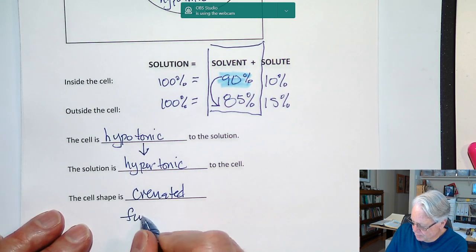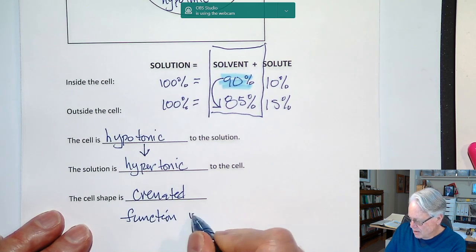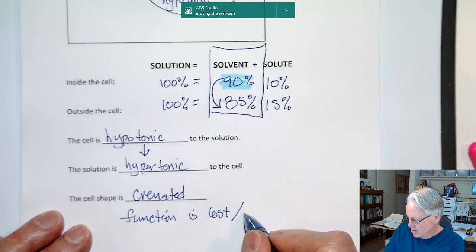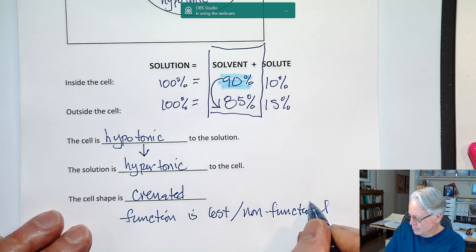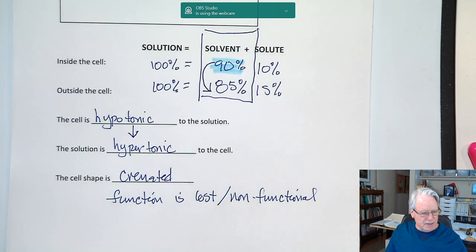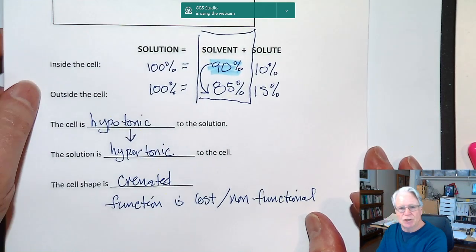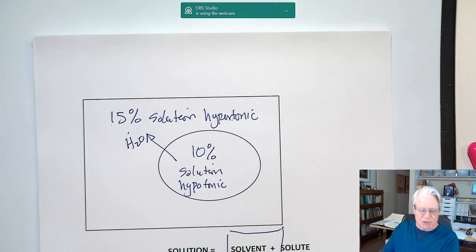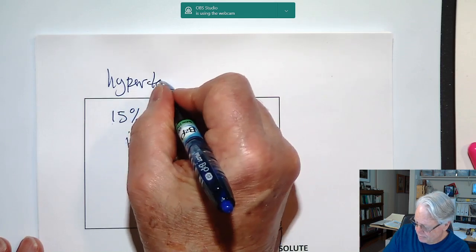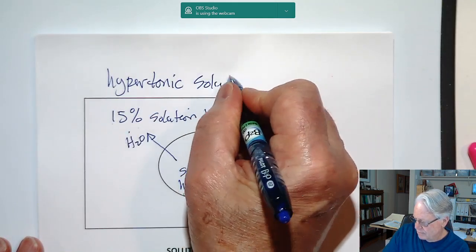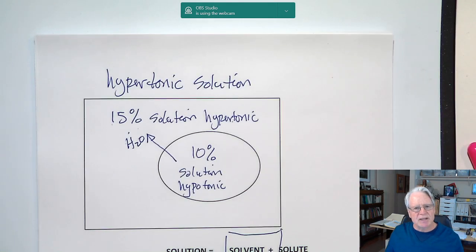So the function is lost. Non-functional. Cannot maintain homeostasis. So we can describe now the solution. The solution is hypertonic. So in a hypertonic solution, cells will crenate. Okay.